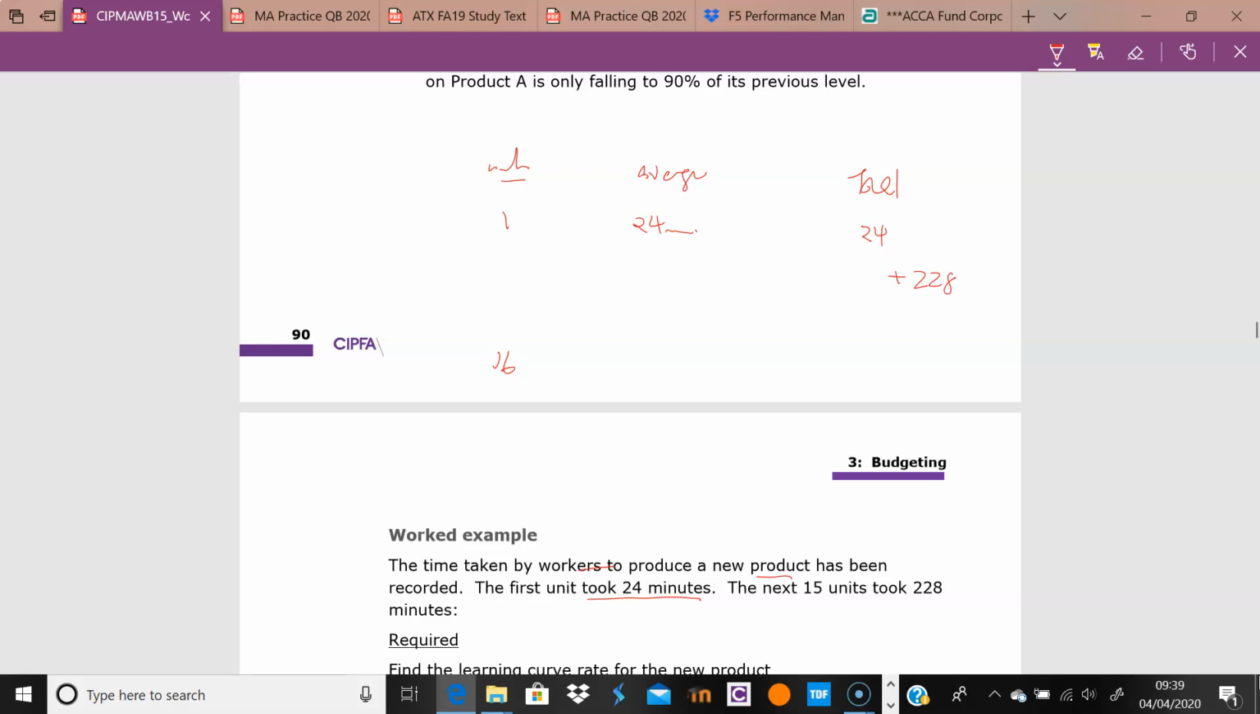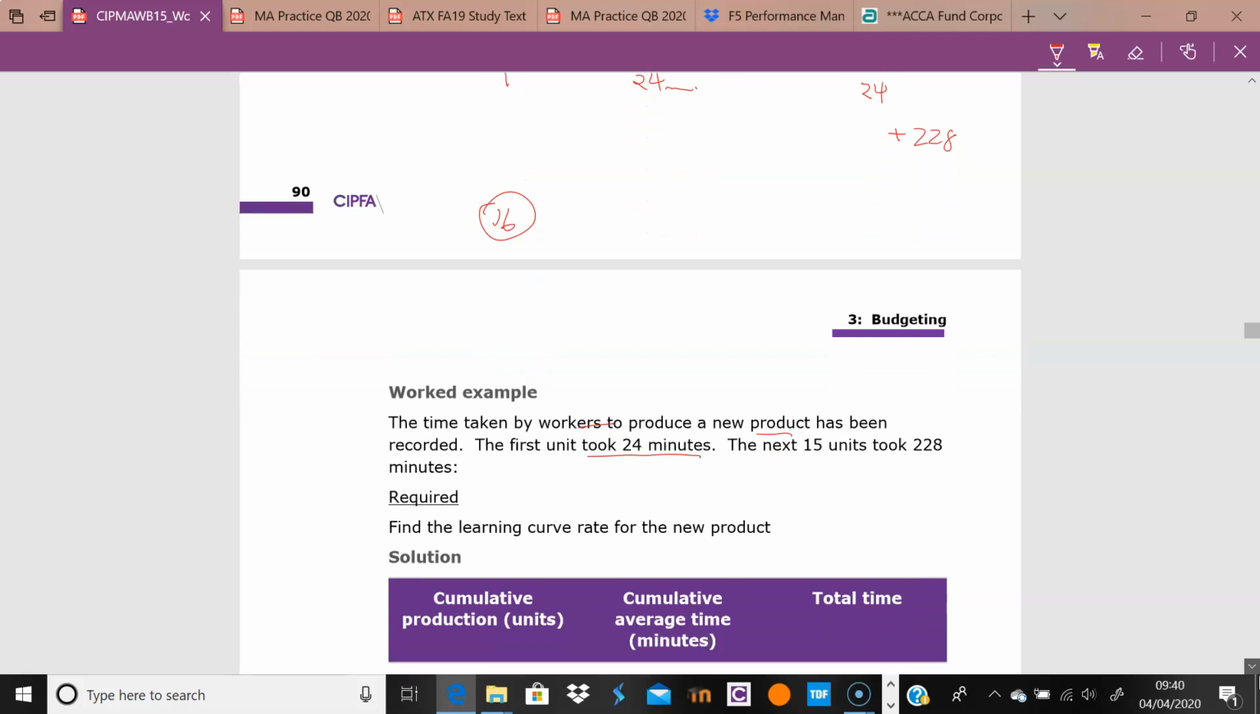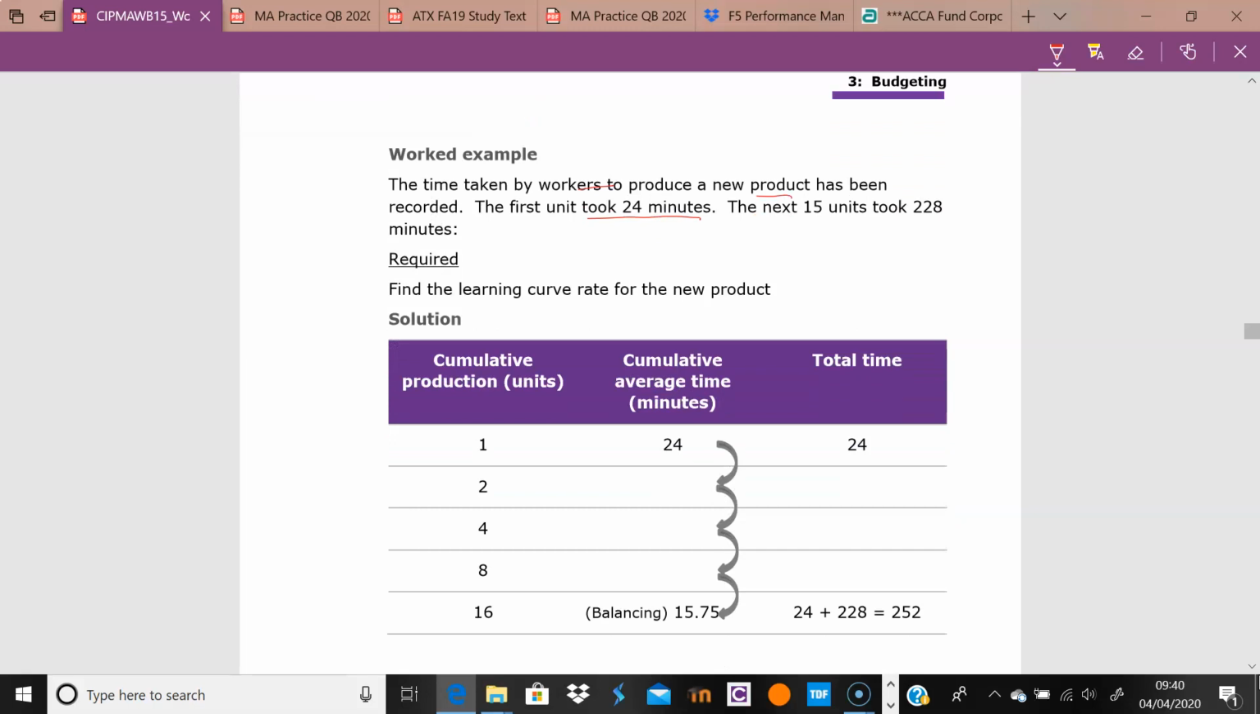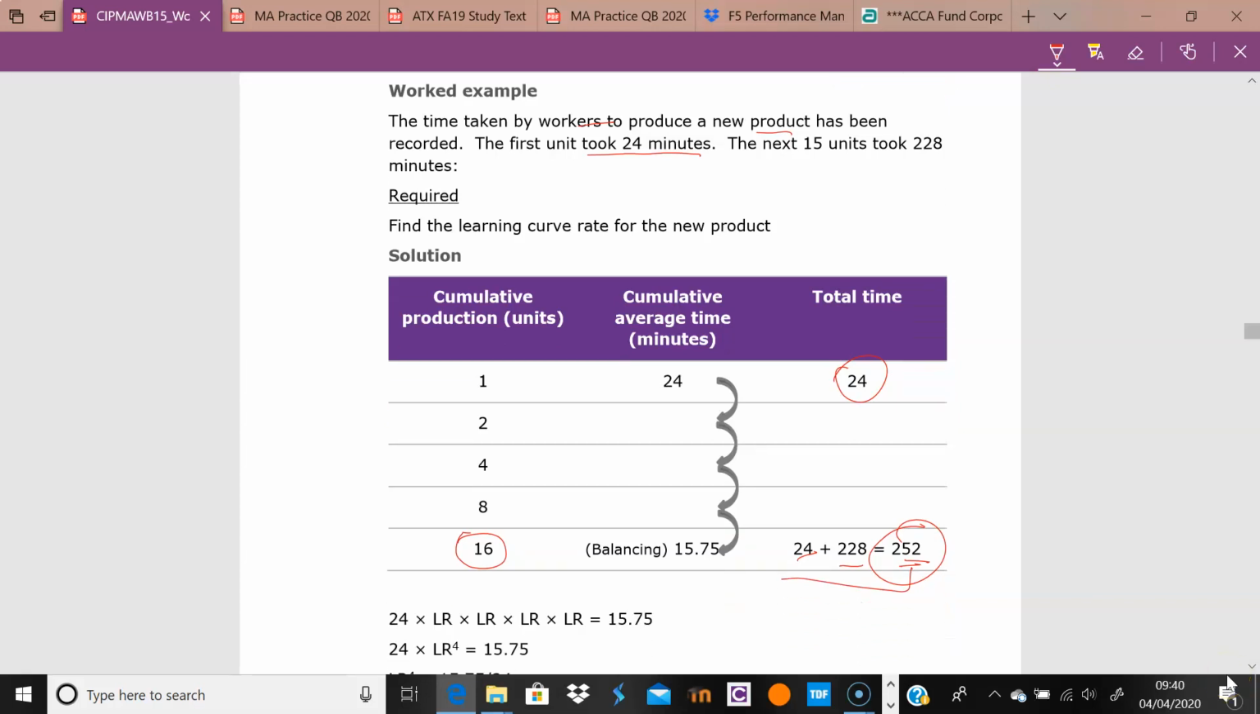So the total time, therefore, for 16 units. Let me just go to the actual thing so you can see it here. The total time for 16 units would have been the first unit plus the 15 units, which would be 24 plus 228, which would be 252. So the total time for 16 units is 252. The average time would be, of course, 252 divided by 16. The average time to make a unit when we get to 16 is 15.75.